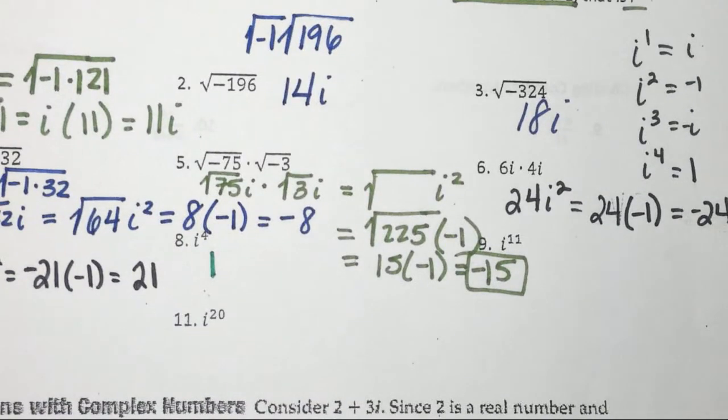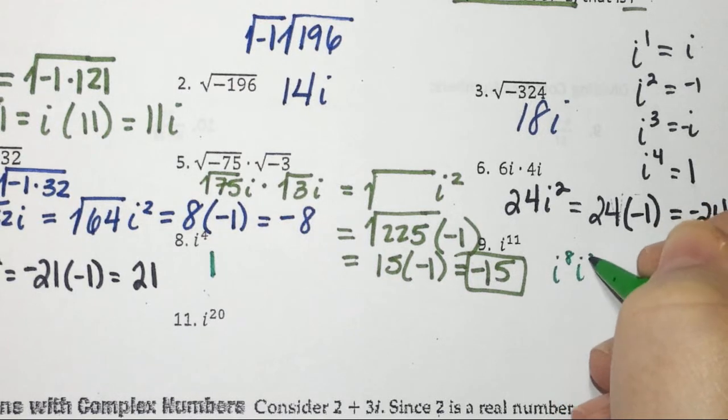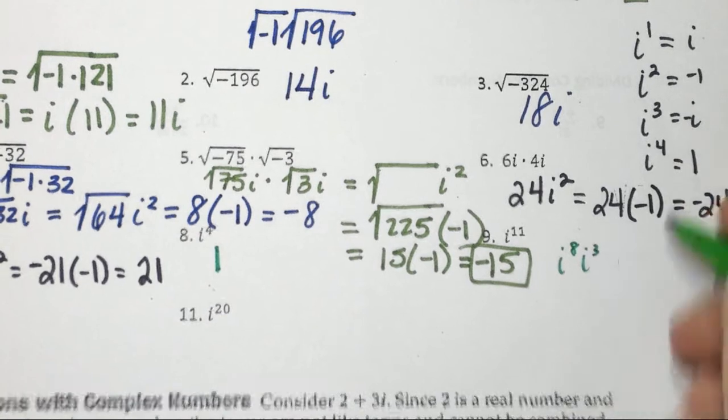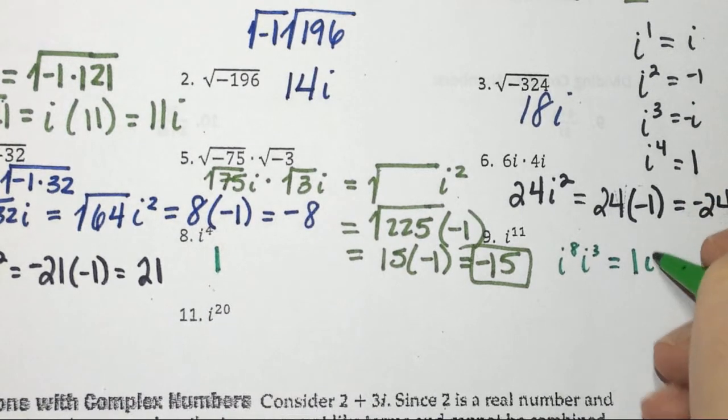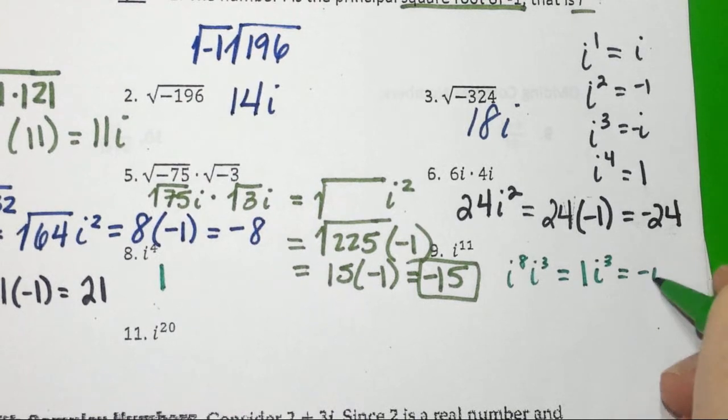Well, i to the 11th is our next problem. I always like to think in powers of 4. So if this was i to the 12th, the answer would be 1. Since it's i to the 11th, you can think of it as i to the 8th times i to the 3rd. i to the 8th is a power of 4, so I know it's going to be 1. So I'm going to have 1 times i to the 3rd, and I know i to the 3rd is negative i.